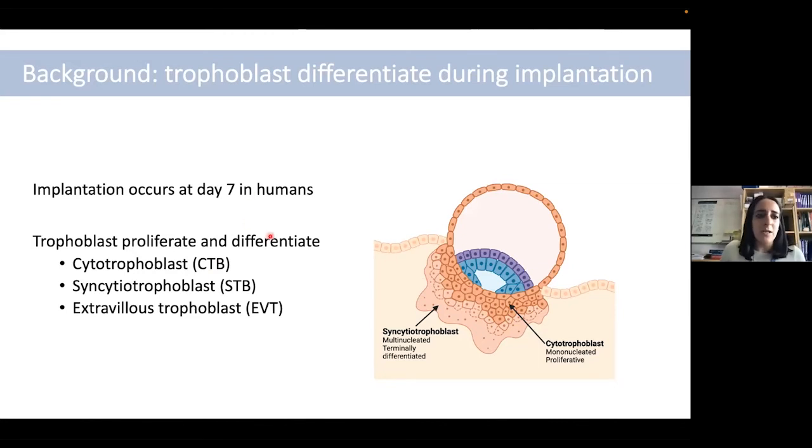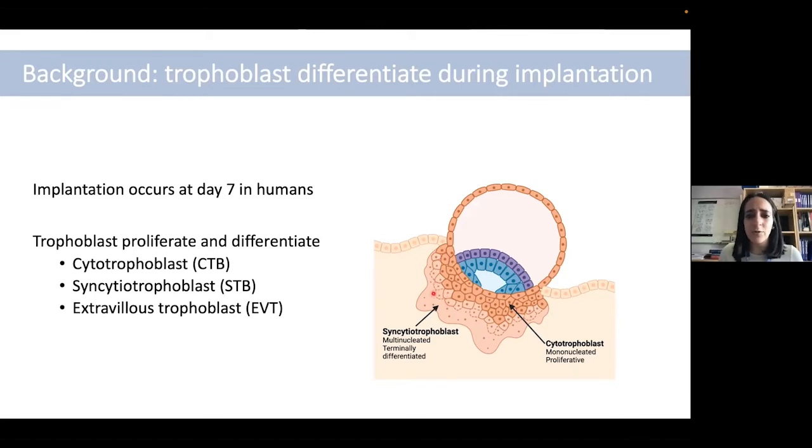So we know that in humans, implantation occurs at day 7, and we have the blastocyst that hatches, and the outer layer of the blastocyst, called trophectoderm, will start to proliferate and give rise to the cytotrophoblast cells, which are mononucleate and proliferative cells. And these cells will then again proliferate and start to invade the endometrium by fusion.